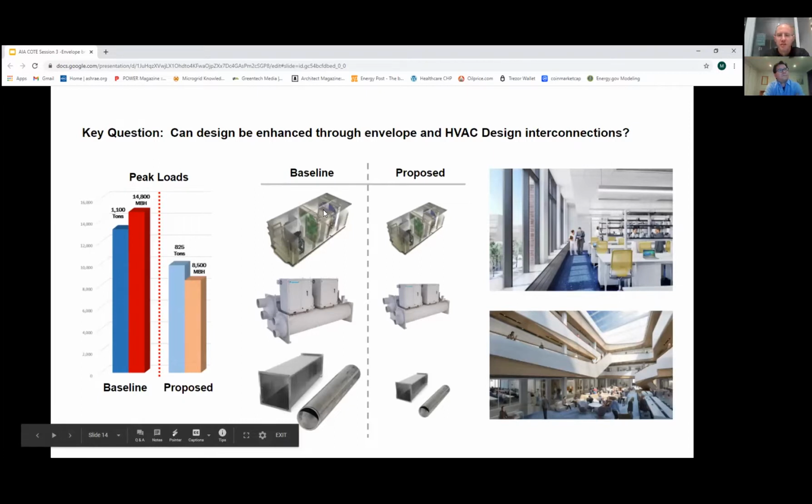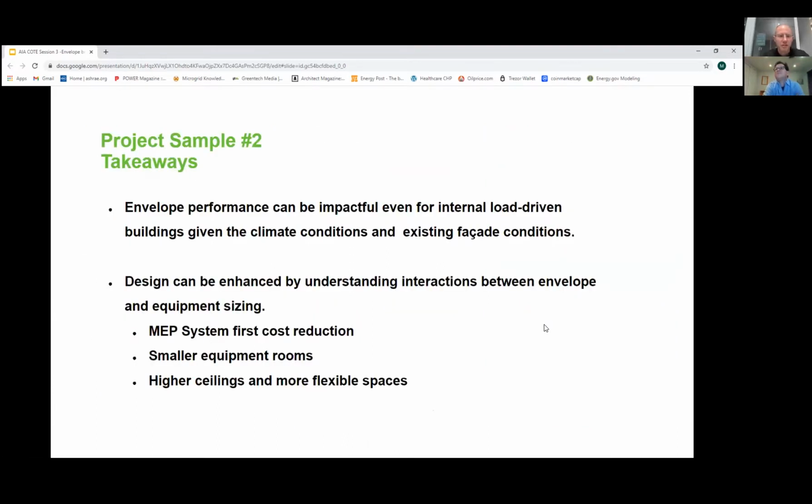And what it does is it reduces your HVAC system first cost. Your air handling units, boilers, chillers, ductwork, piping, all goes down in size. And it really opens up your building to more architectural appeal. You could have higher ceilings, more innovative design solutions, and smaller mechanical rooms and smaller penthouses.